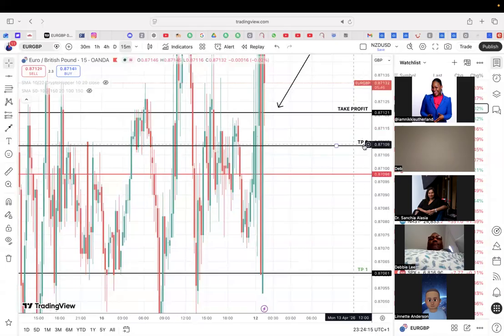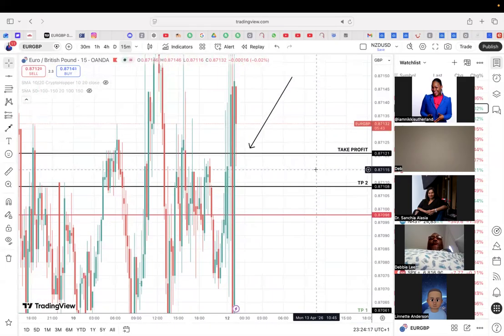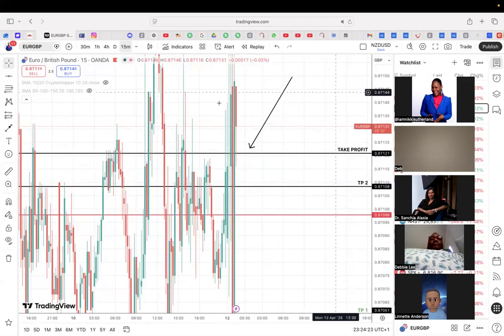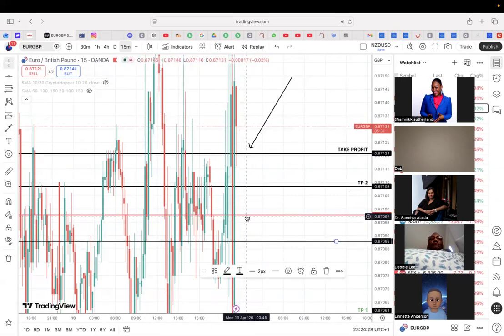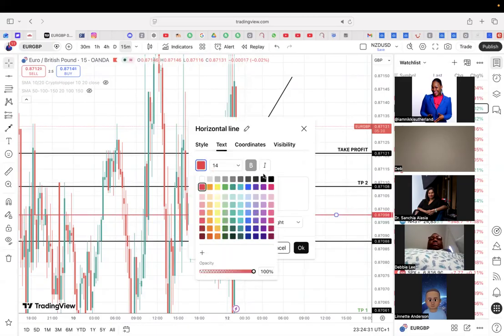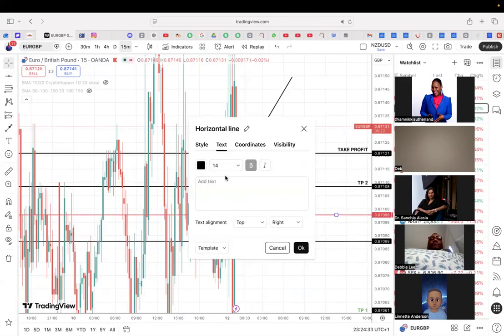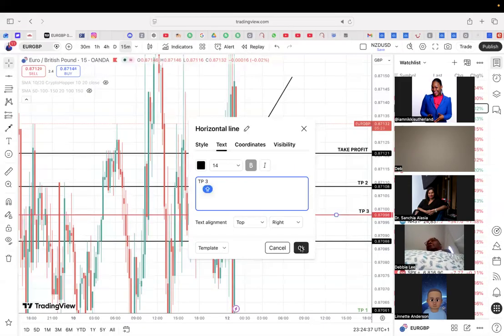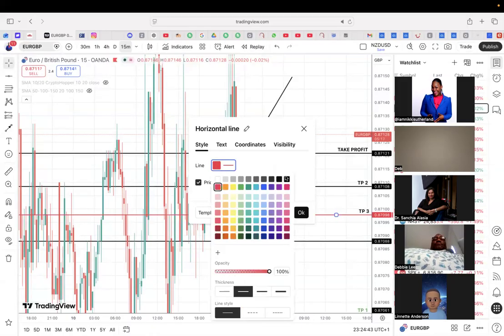So I've now put a TP2 in. Instead of taking my profit at TP1, I can actually hold out and stay in that trade till TP2. And I could also have a TP3 and a TP4. Depending on the risk that you want to take will also depend on the reward in which you make, right?